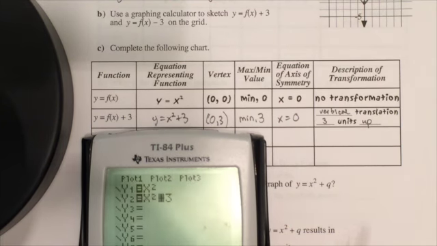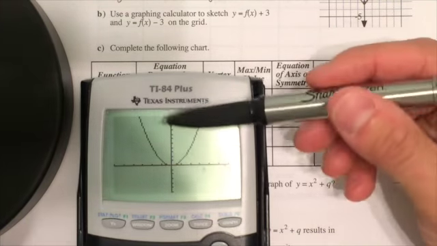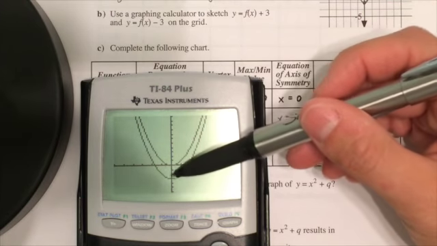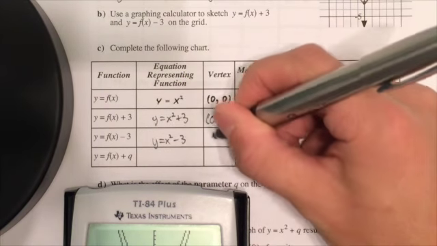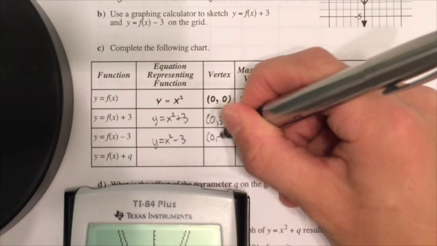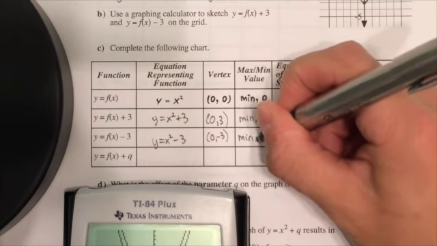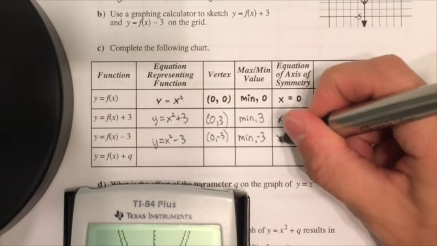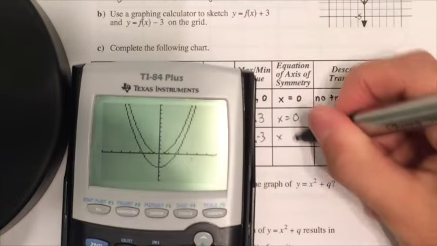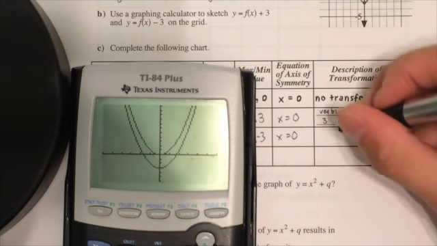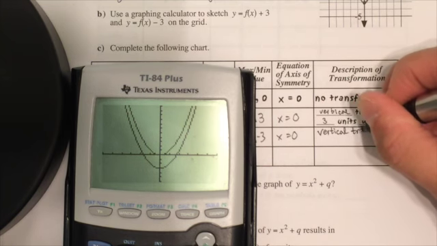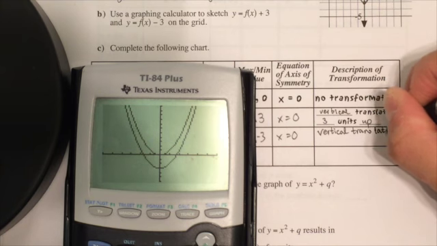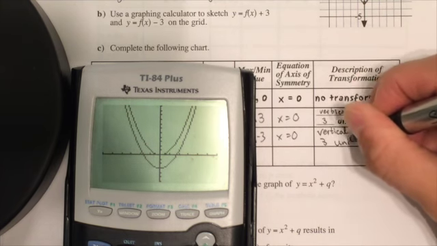Now let's look at x squared minus 3. Okay, so we know this is going to be, again, a minimum value of -3 this time. And so this was y is equal to x squared minus 3. We have a vertex of 0 and -3, and that vertex gives us a minimum value of -3. And our axis of symmetry is going to stay the same. And we're going to have a translation, but it's going to be a vertical translation this time. And that is going to be 3 units down.